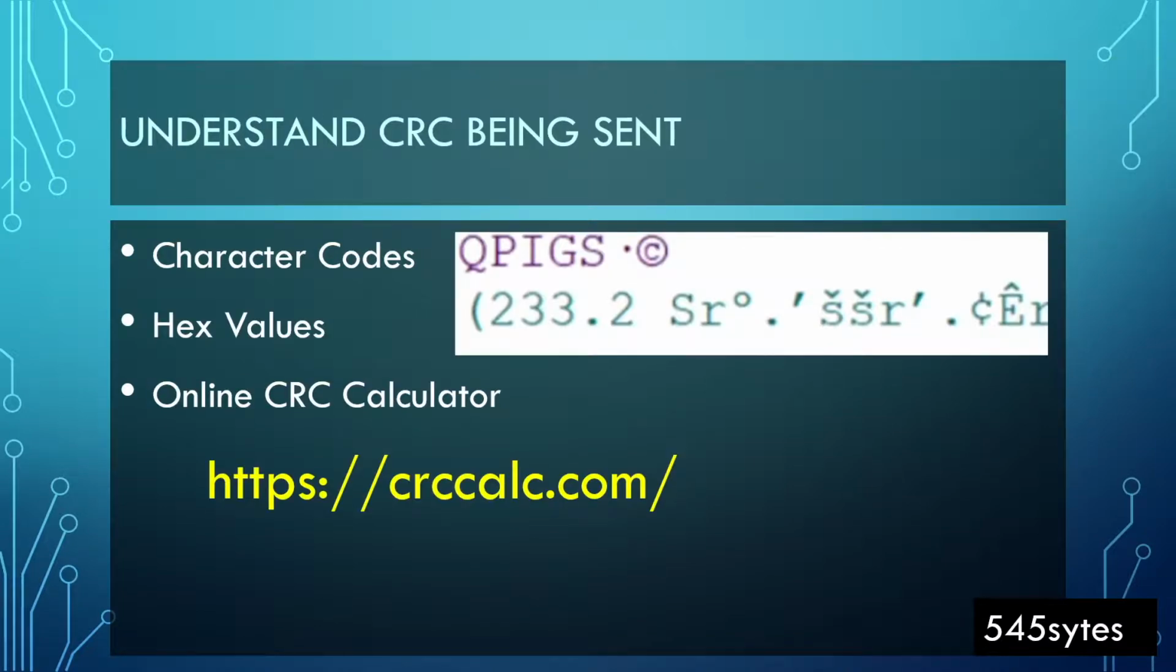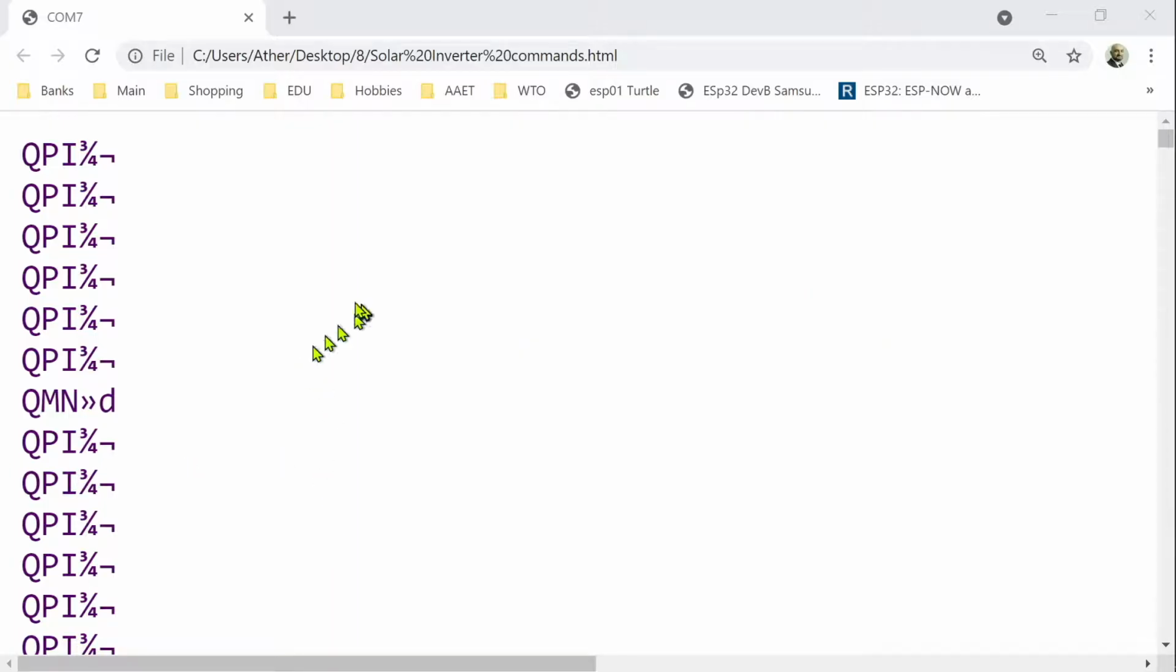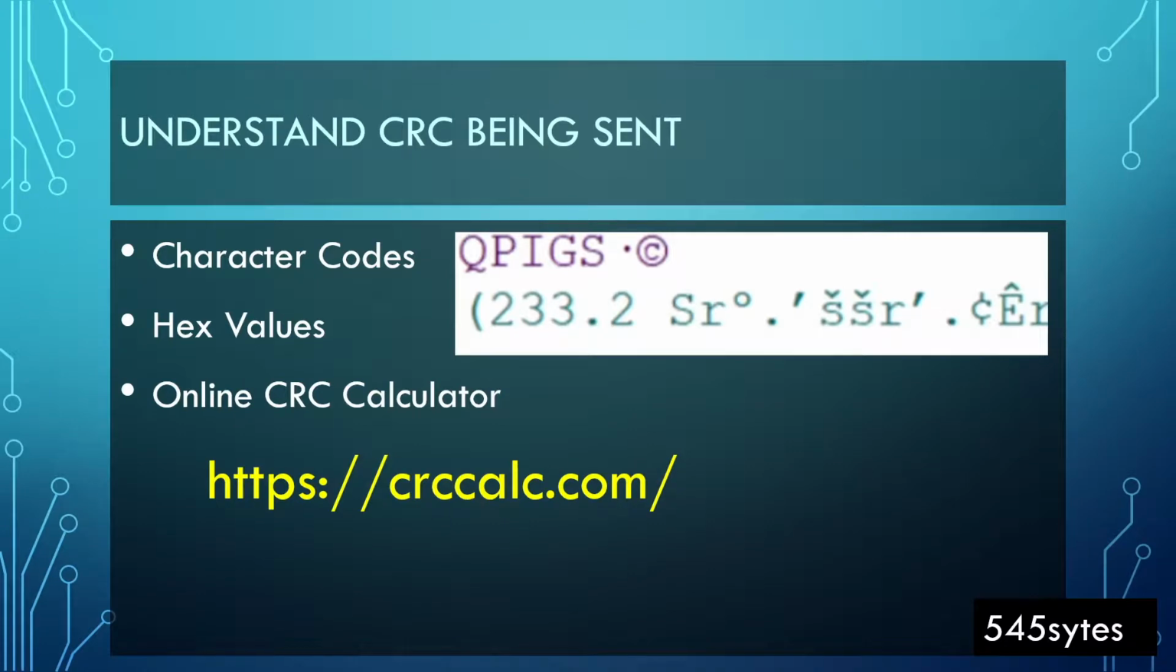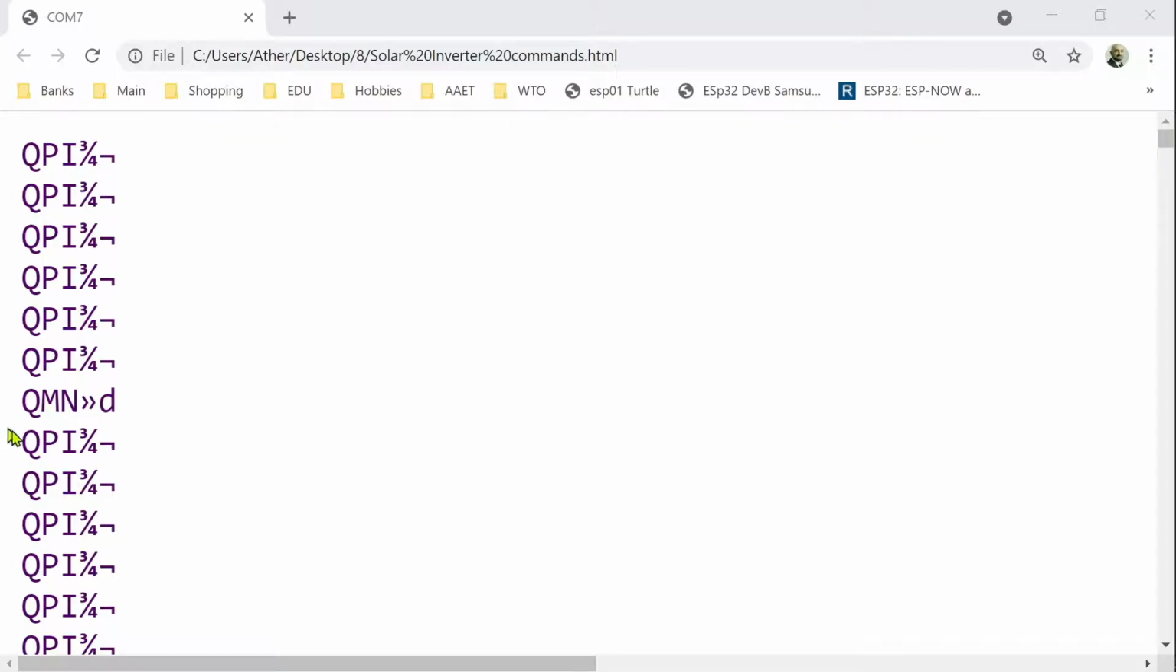Let's open our saved file and see what we have received and try to figure out the CRC codes. So this is the HTML file we have saved, and I have opened it. Control F. Let me find Q. So let's have a look at what is being sent and received back. This is the file we have saved.